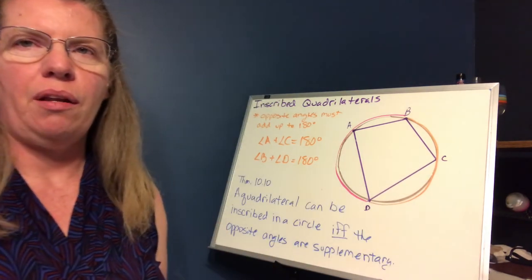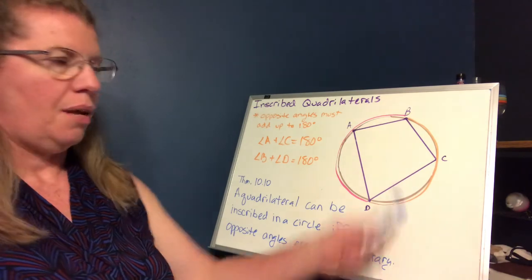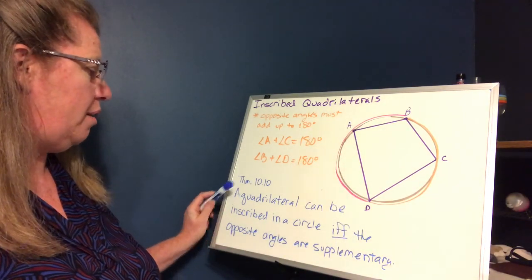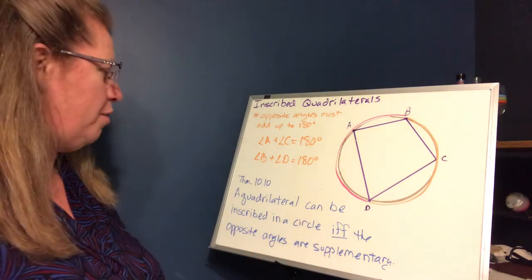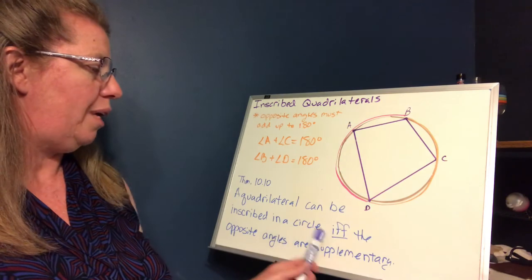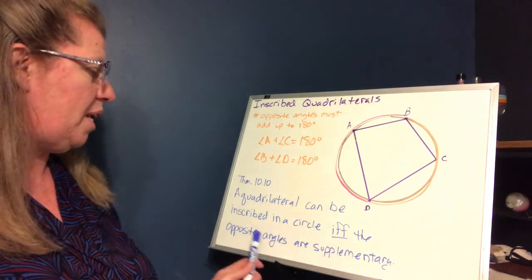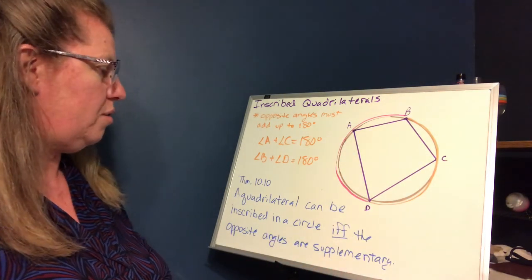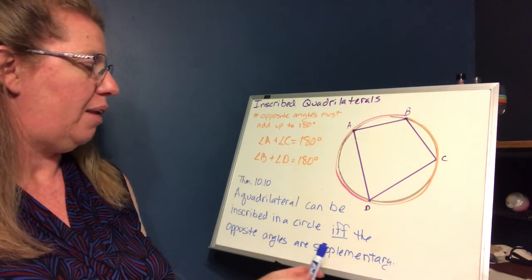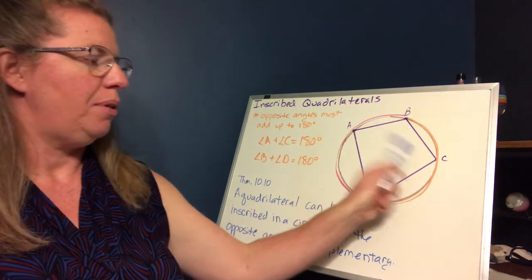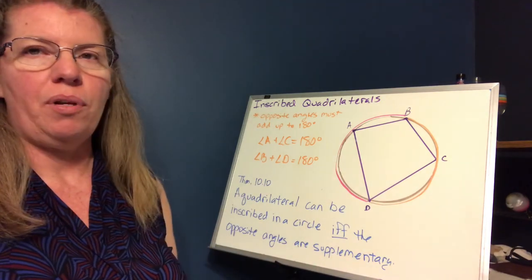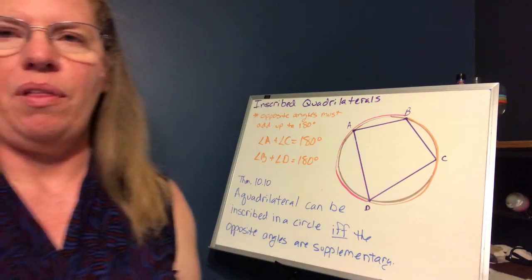All right, let's read theorem 10.10 together. Same picture, and it's basically what we just said, but in our nice little math language. A quadrilateral can be inscribed in a circle if and only if the opposite angles are supplementary. So again, has to be both pairs, B and D have to add up to 180. A plus C must also add up to 180. Let's look at a couple examples using this theorem.